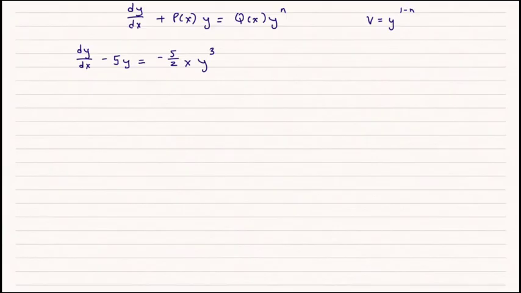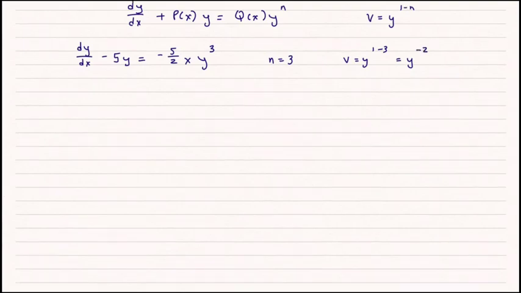I think the best way of explaining this type of substitution is to just use an actual example. So I've got one here. If you match this equation to my general form, you can see that n is equal to 3. That means that v is going to be y to the 1 minus 3 power, or v is equal to y to the negative 2 power. As we did with the homogeneous substitution, I'm going to go ahead and take the derivative of the substitution, and I'm going to get that dv/dx is simply equal to negative 2y to the negative 3 power times dy/dx.